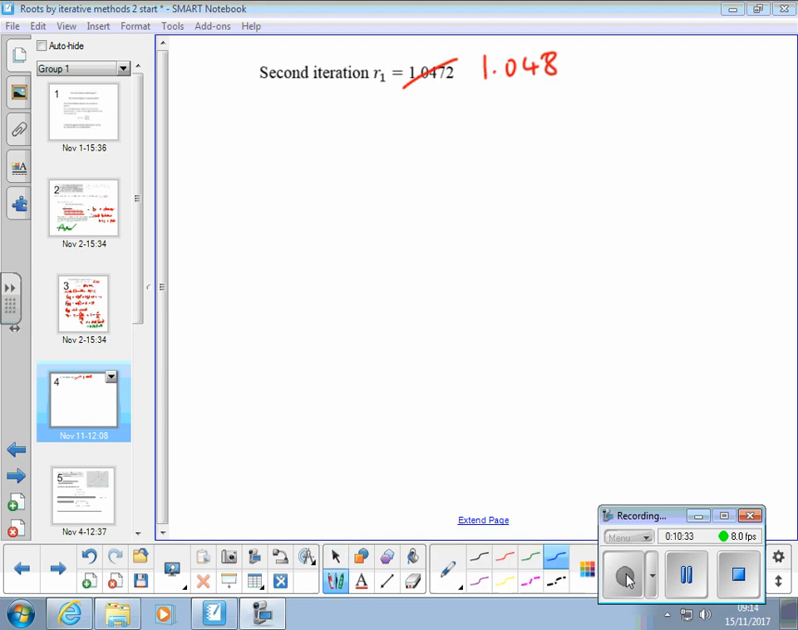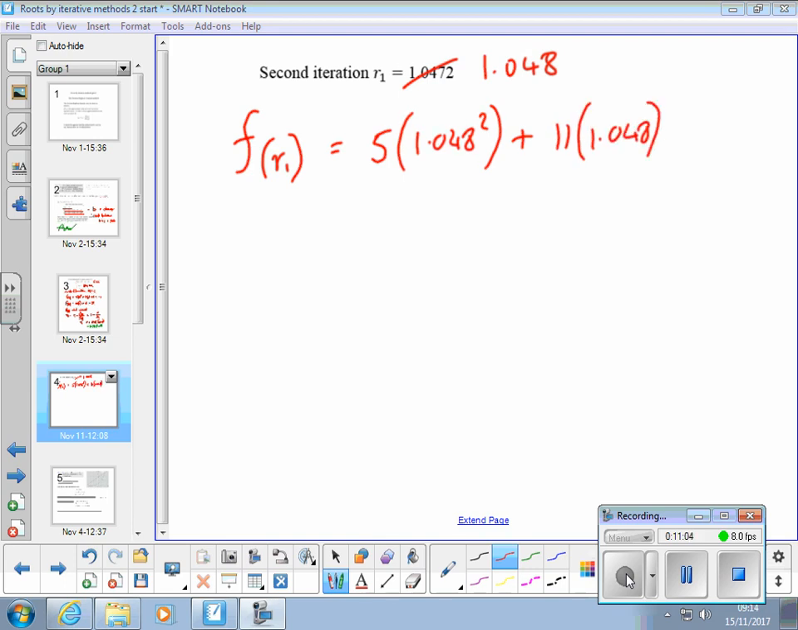And what we do then is we've got to do the value of the function at the new R1. That is 5 times 1.048 squared plus 11 times 1.048 minus 17, whatever that equals.